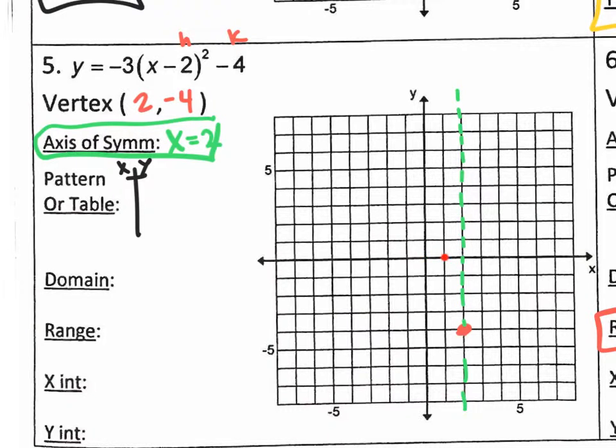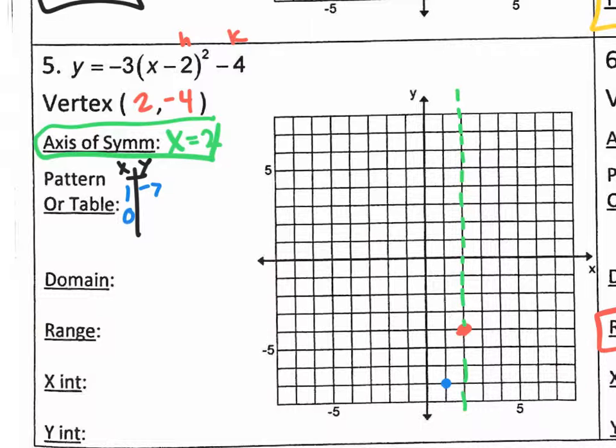1 and 0. Both of those are close to 2. They're on the same side, which means I'll be able to map over those coordinates to the other side. So if I use 1 and 0, let's see what we get. When I plug in 1, 1 take away 2 is negative 1. Negative 1 squared is positive 1. Positive 1 times negative 3 is negative 3, and negative 3 minus 4 is negative 7. So when I plug in a positive 1, I get out a negative 7, and that is a coordinate. 1 on the x, negative 7 on the y, which is down here. Let's put our dot right there.